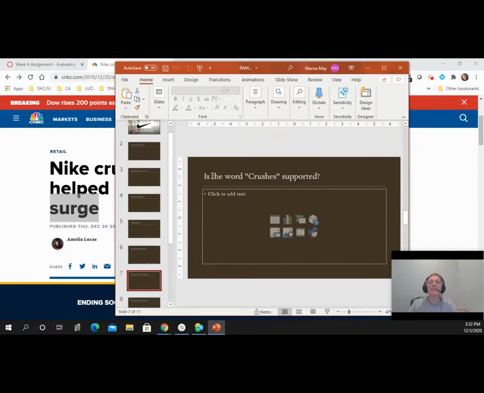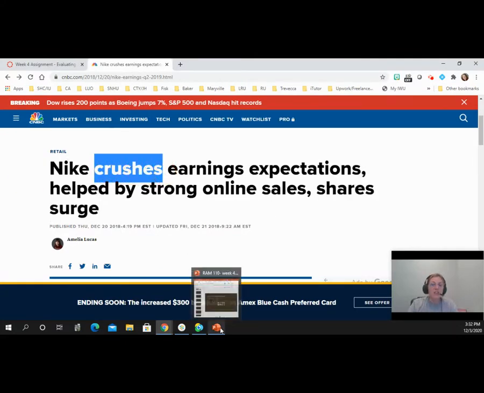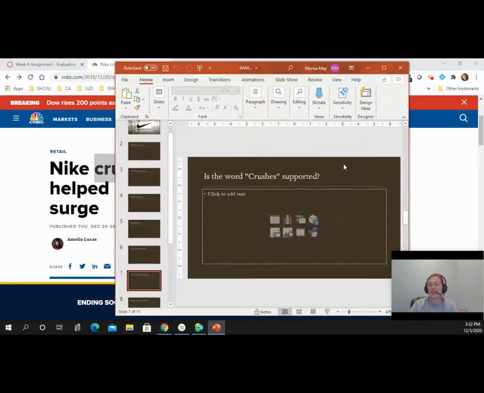All right, next slide. Is the word crushes supported? You'll notice in the title, they use the word crushes. So you're telling on this slide, do you think it's justified? Does the article really support using the word crush? I'll give you a hint. There's not really a right or wrong on this, but I want to hear what you have to say and definitely to support it one way or the other.